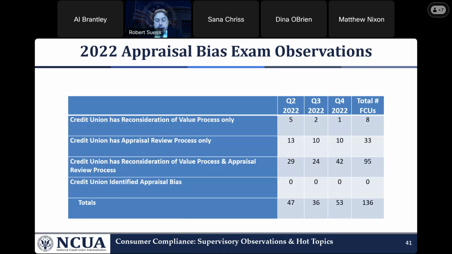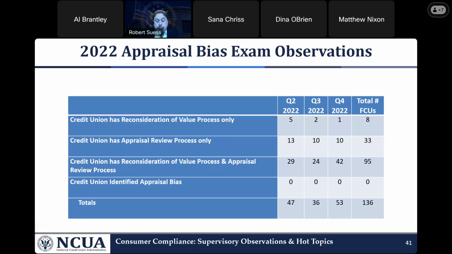An analysis of the completed questionnaires from 2022 showed that more work needs to be done to increase credit unions' efforts to review for appraisal bias. Based on a sample of 303 federal credit union examinations, 136 unique credit unions reported having a formal reconsideration of value process, a formal appraisal review process, or both. Of these 136 institutions, 8 credit unions had only an ROV process, while 33 credit unions had only an appraisal review process.